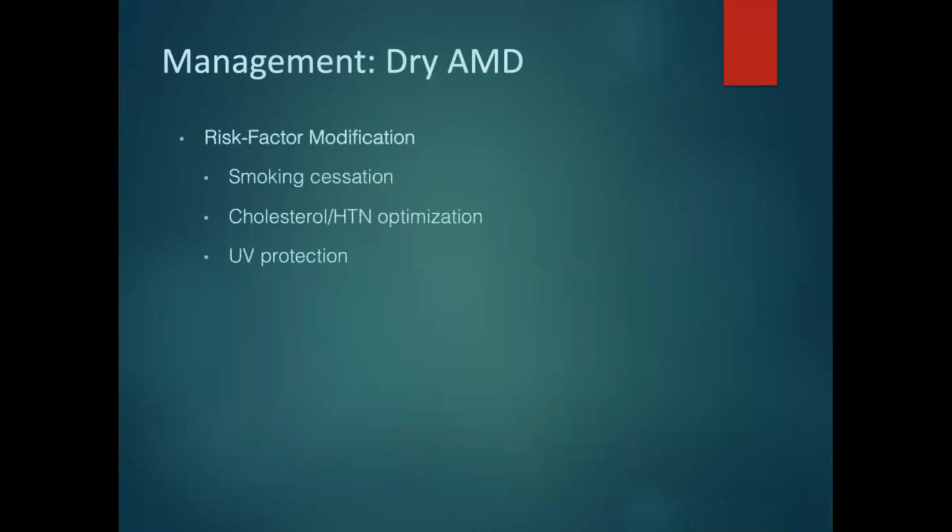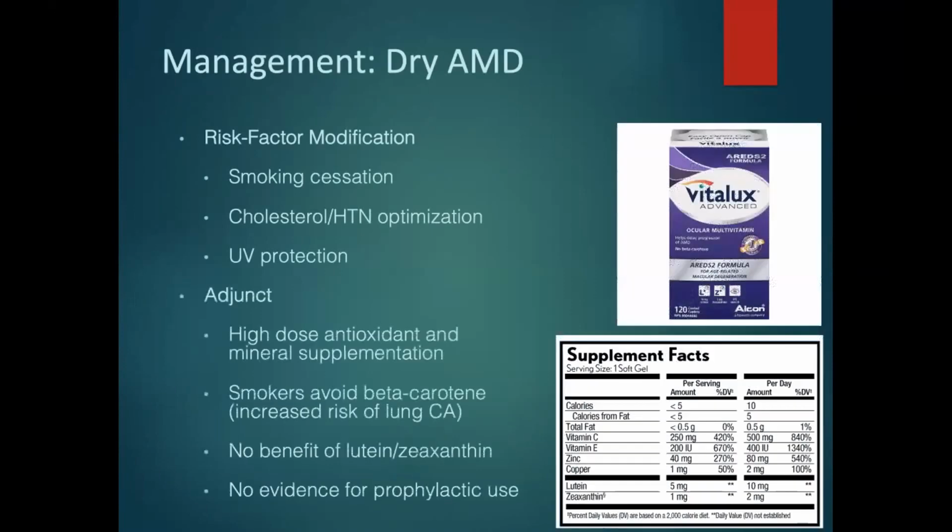So how do we manage this? For dry macular degeneration, a lot of it is risk factor modification. So, stop smoking, optimize your cholesterol, blood pressure, UV protection. There have been large randomized controlled trials that have shown that a specific combination of minerals and multivitamins can reduce the risk of progression. It's progression from a moderate state of disease to a more advanced state.